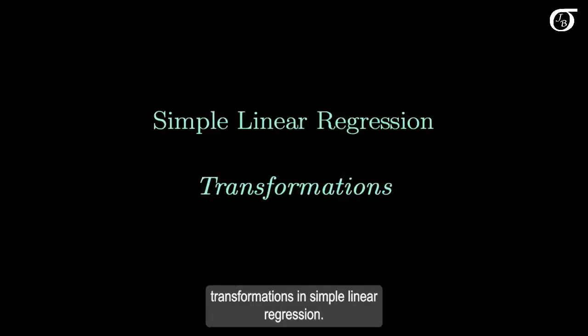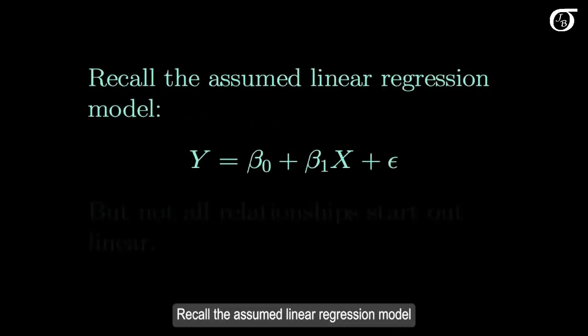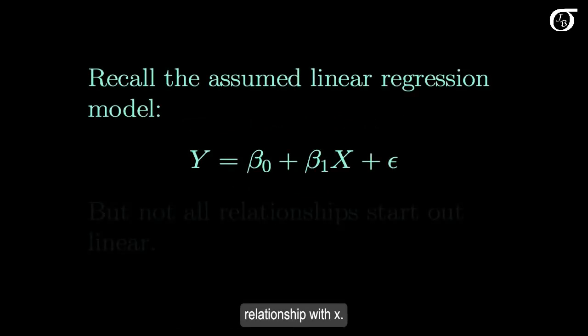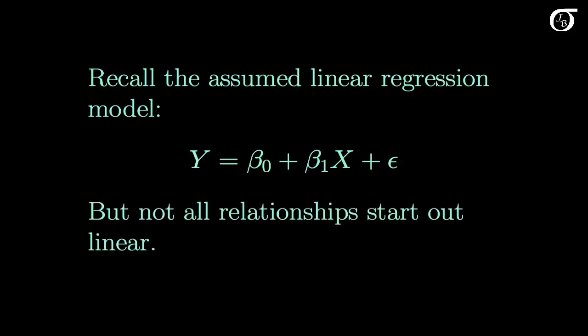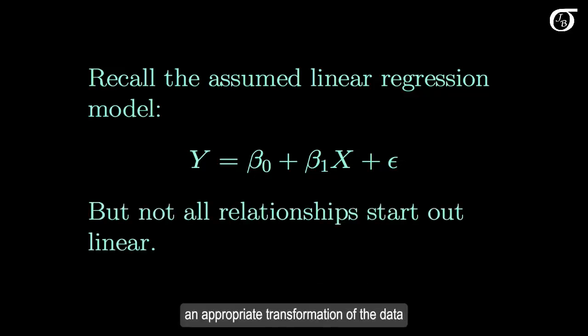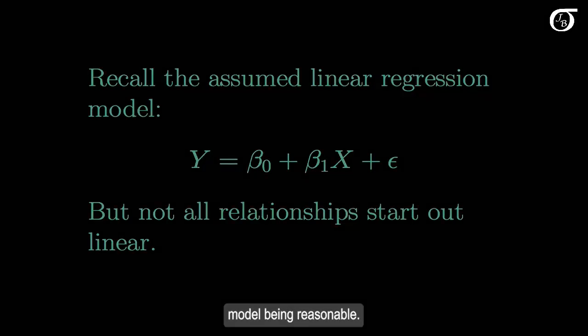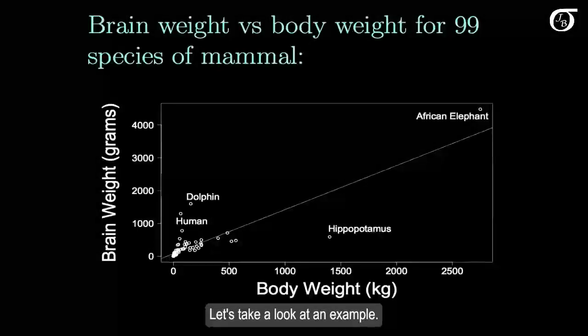Let's take a look at transformations in simple linear regression. Recall the assumed linear regression model, where y is assumed to have this linear relationship with x. But of course, not all relationships start out linear. Sometimes, though, we can find an appropriate transformation of the data that results in this assumed linear model being reasonable. Let's take a look at an example.